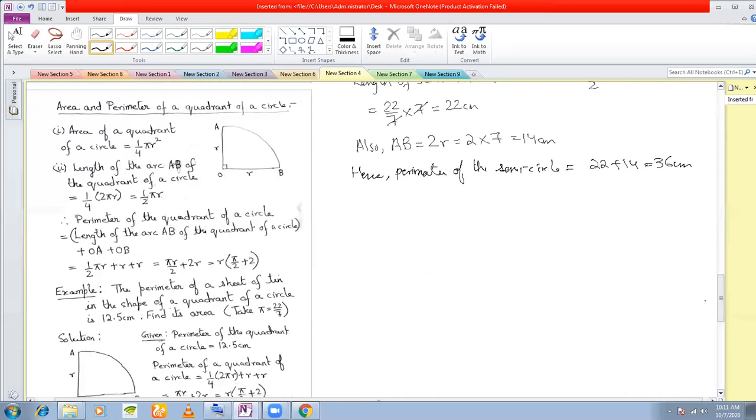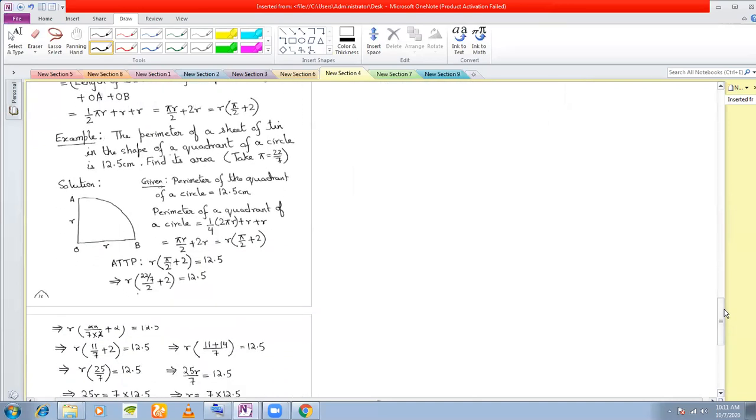Same problem, but this time we'll deal with quadrants. Let us look at this example. The perimeter of a tin sheet in the shape of a quadrant of a circle is 12.5 centimeters. Find its area. Take pi is equal to 22 by 7. So they have specified here the value of pi.